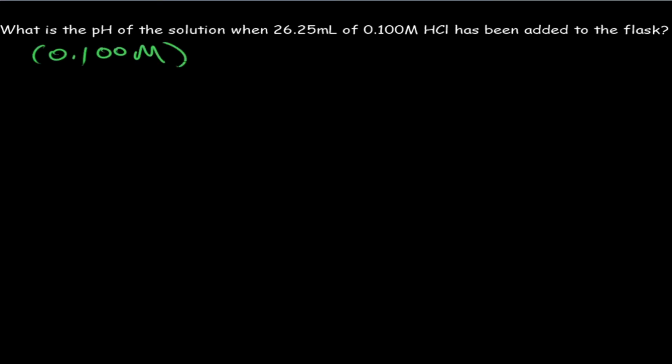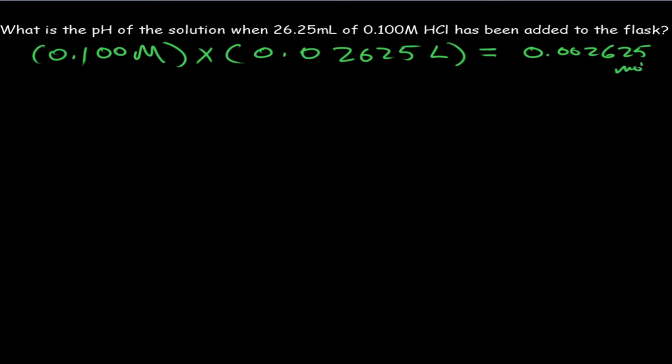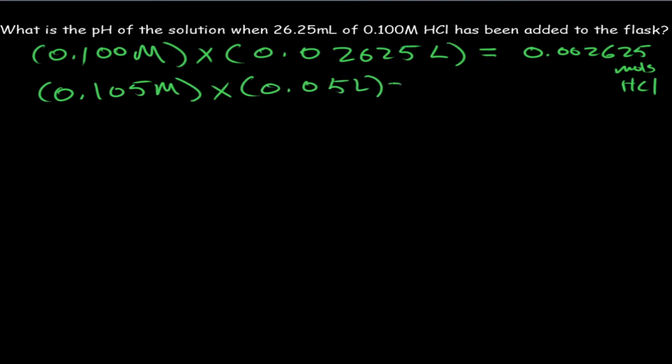0.1 molar multiplied by 0.02625 liters is equal to 0.002625 moles HCl. So that's how many moles of HCl we're adding to our flask. And how many moles of ammonia is in our flask? Well, we know we had 0.105 molar, and we had 0.05 liters of it, and this will give us a value of 0.00525 moles of NH3. So the weak base is now going to react with the strong acid.